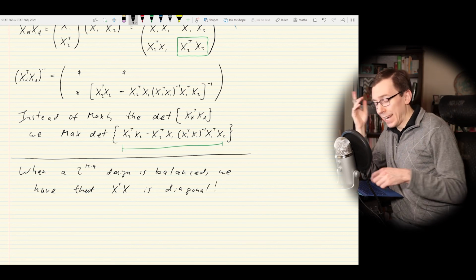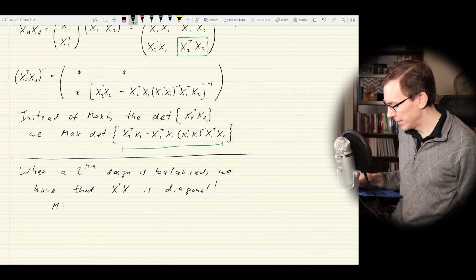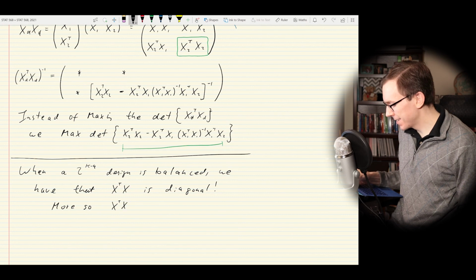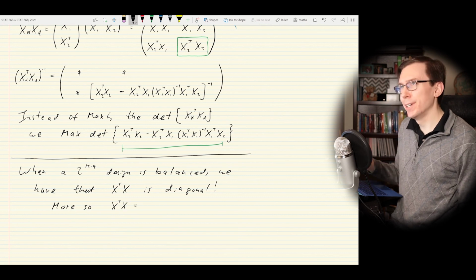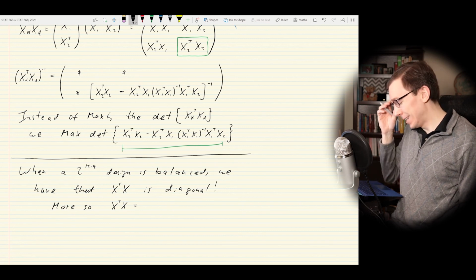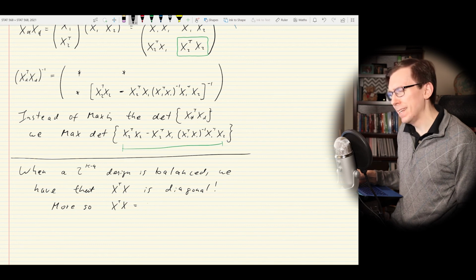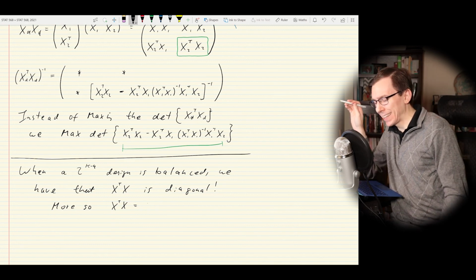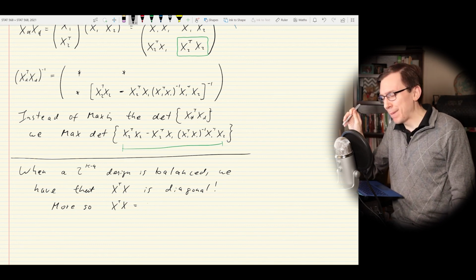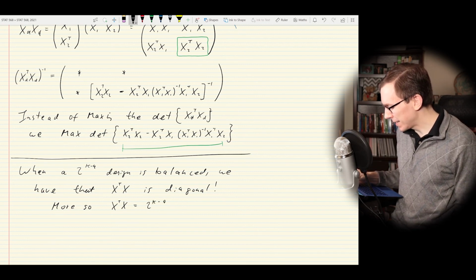That's pretty cool. And in fact, it's not just diagonal. Yeah, more so. X transpose X is actually equal to, well, what? It's going to be the sum of the columns, I guess the number of columns. So it's going to be k. No, it's going to be a k by k matrix, and it's going to be 2 to the k minus q times the identity matrix.